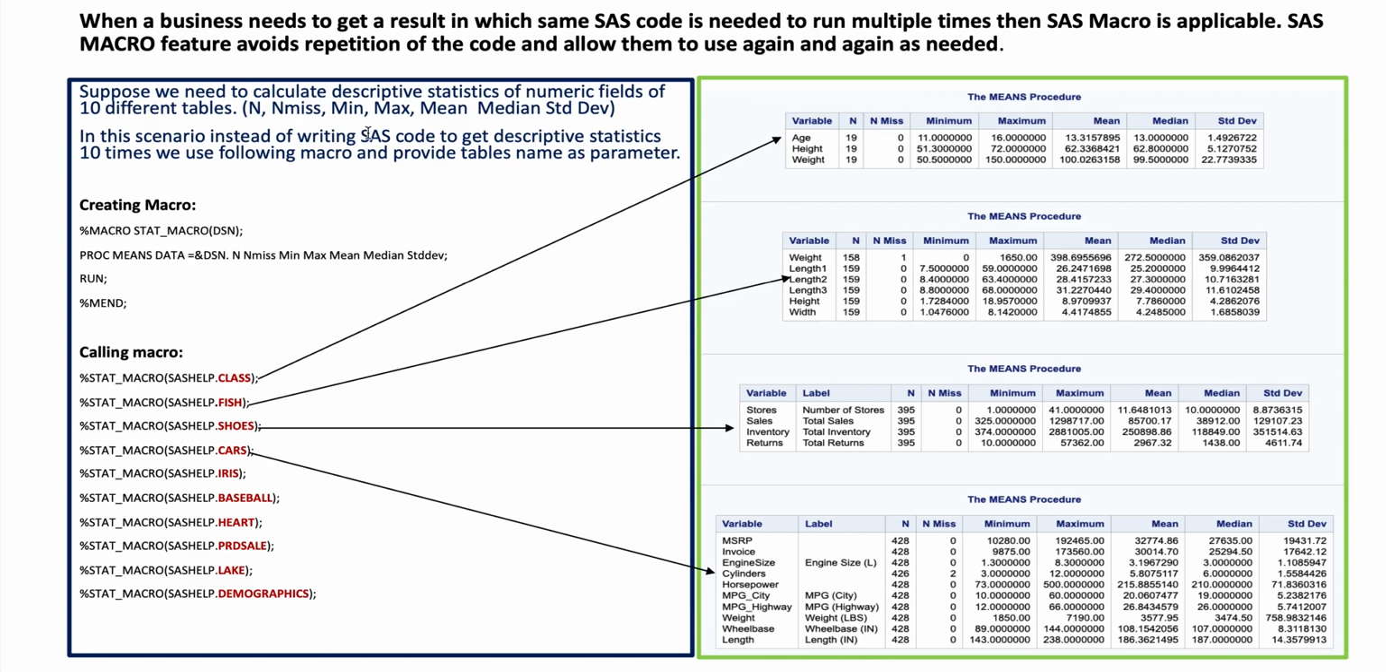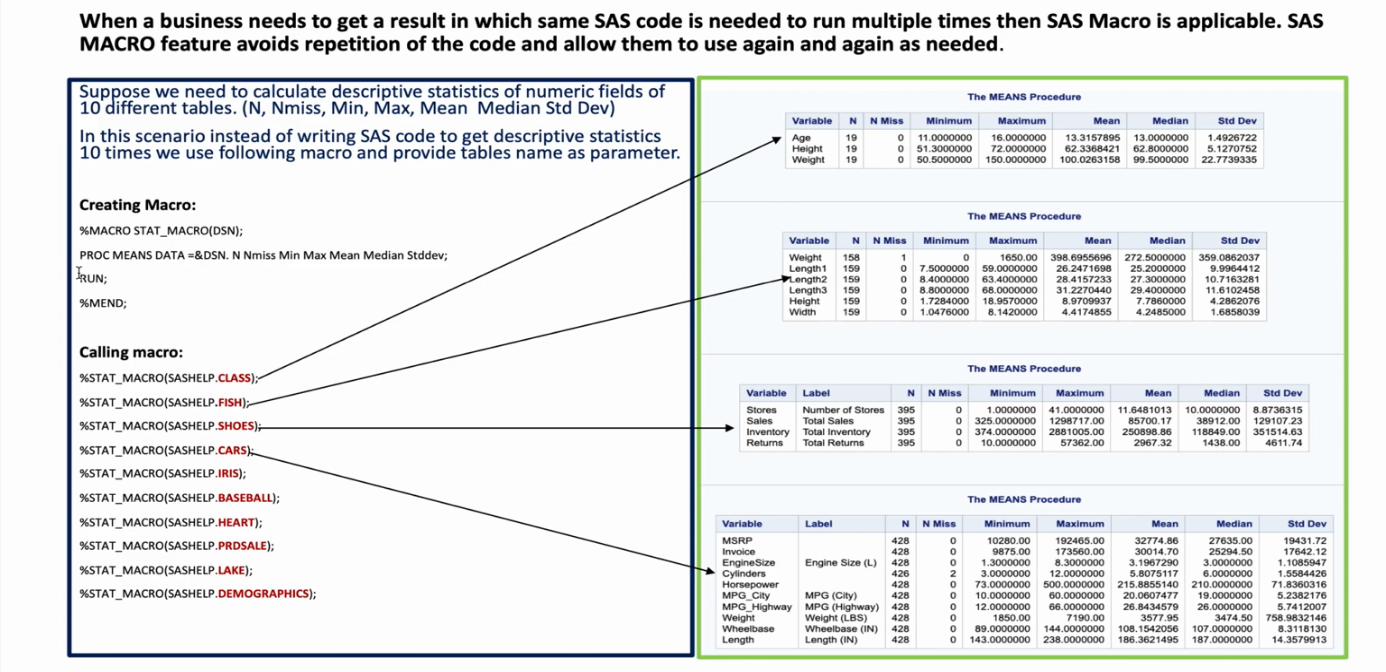We are going to calculate descriptive statistics. That's why we are going to use proc means procedure. Proc means data equal ampersand DSN dot. That means we are going to call macro variable here, and we are going to provide options: N, mean, max, min, median, standard deviation. Run, and we are going to close macro with %mend.